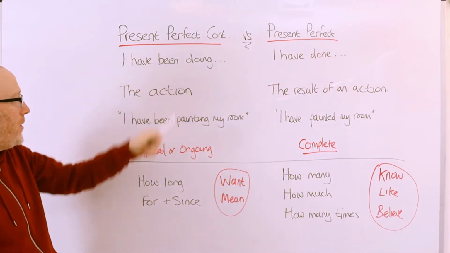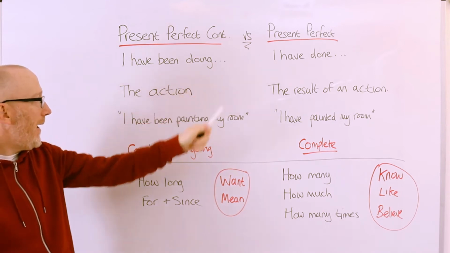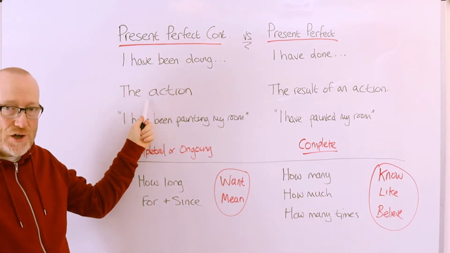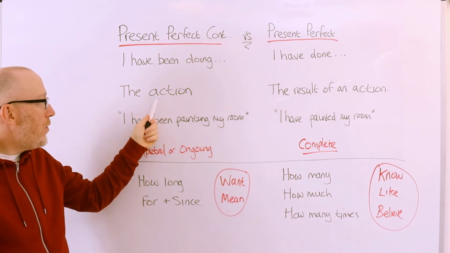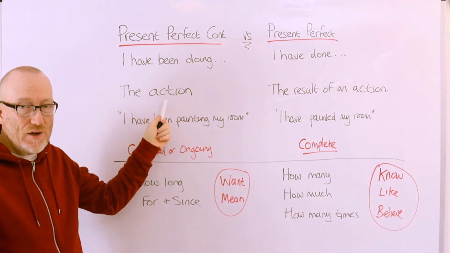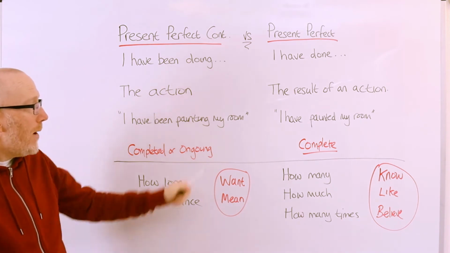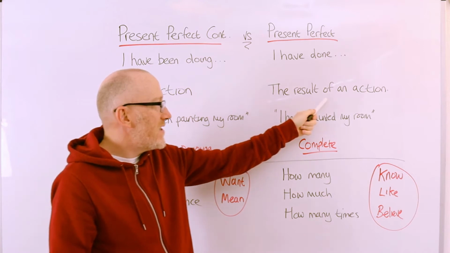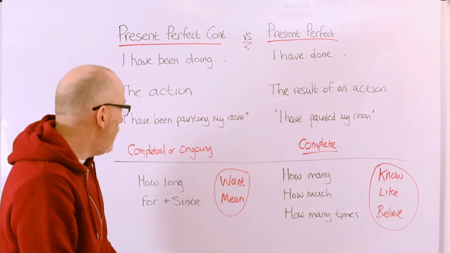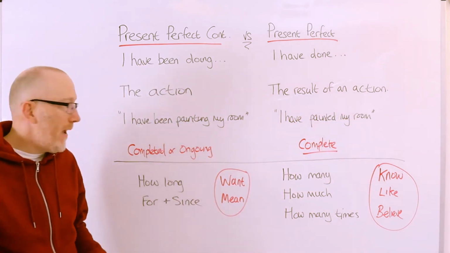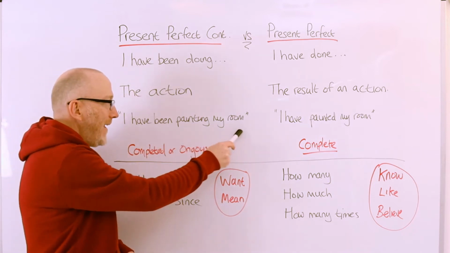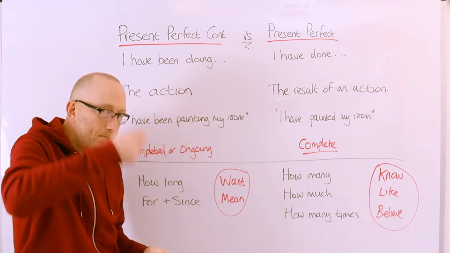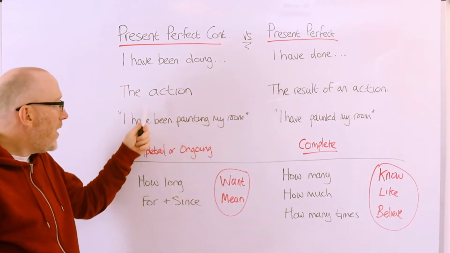So with the present perfect continuous, I have been doing, we're mainly concerned with the action itself. We are talking about and describing the action. Whereas I have done, we are describing the result of an action. Let's take a look at this example here. I have been painting my room. We're describing the action.